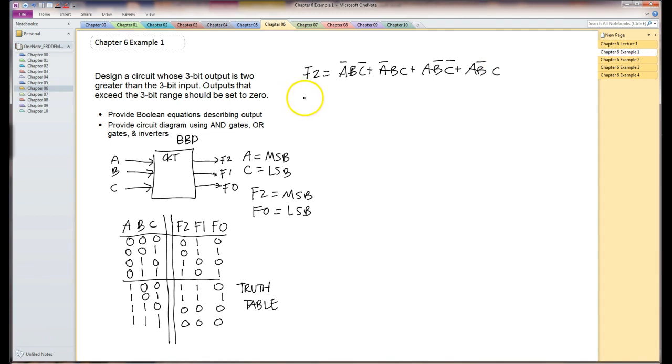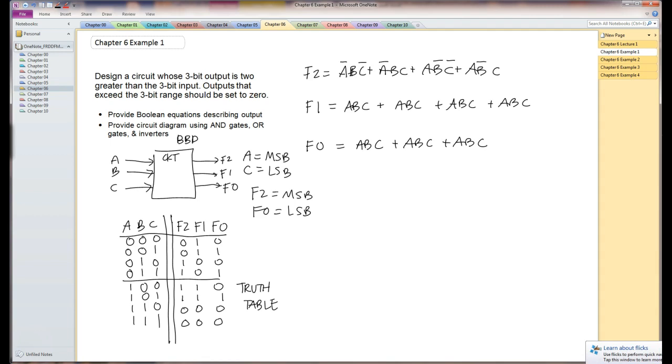Okay, I'm going to continue on here. I think I'm going to chop this out of the video. For F1, A, B, C, I notice I have 4 1s, so I'll write 4 terms and go back and fix them up when I'm done. Okay, back again. For F0, I chopped out the writing of these equations so you didn't have to sit through it. There are 3 ones in the F0 column, so I only have 3 terms.